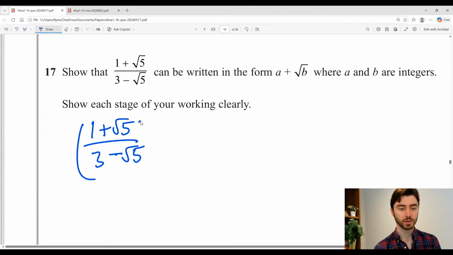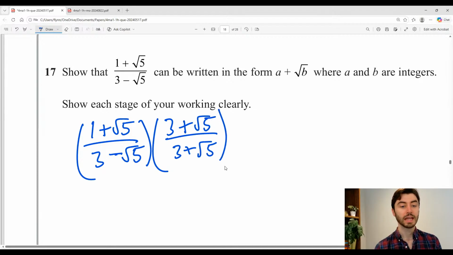So in this case, we're going to multiply by 3 plus root 5 on top and bottom. It doesn't matter if the square root is at the front. If that had been root 5 minus 3, I would still just multiply by the sign flipped and make that root 5 plus 3. So then on the top, we're going to FOIL it.